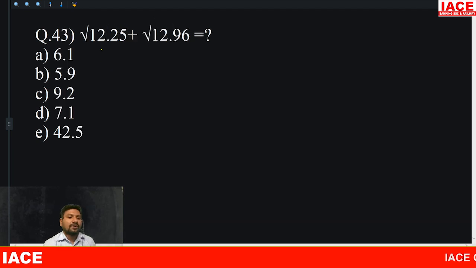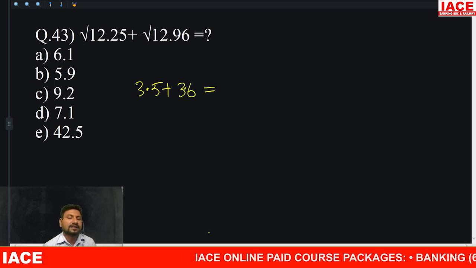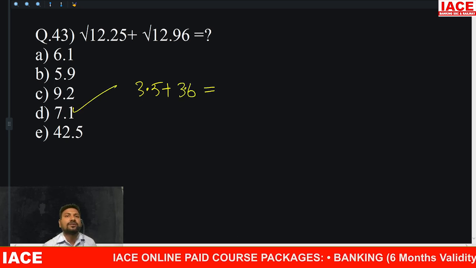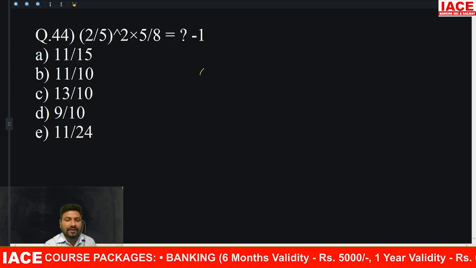Option C. Root of 12.25 is 3.5. Root of 12.96 is 3.6. 3.5 plus 3.6 is equal to 7.1. 2 by 5 to the power of 2, that means 2 square value 4.